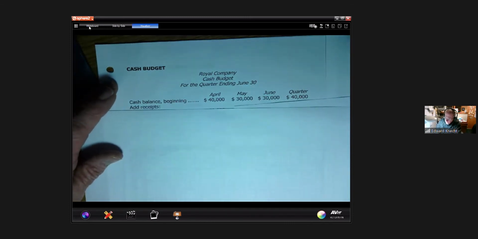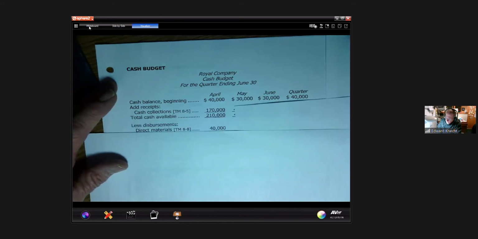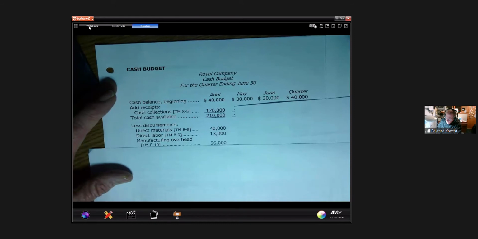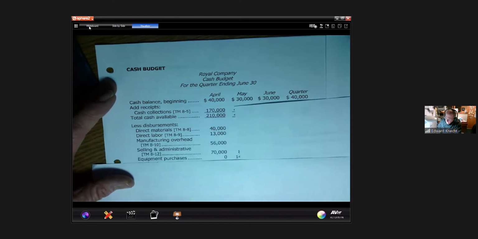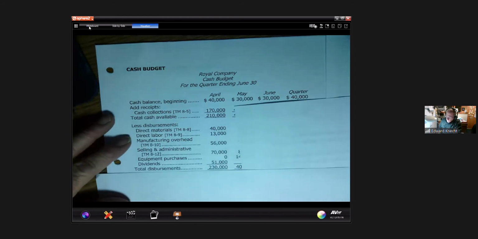They add receipts. What do they expect to collect? Cash collections, 170,000 in April. So there's the total cash available. And then their disbursements: direct materials of 40,000 in cash, direct labor of 13,000, manufacturing overhead 56,000, selling and administrative 70,000, equipment purchase, there's none this month in April, but we do have dividends of 51,000. So the total disbursements are 230,000.